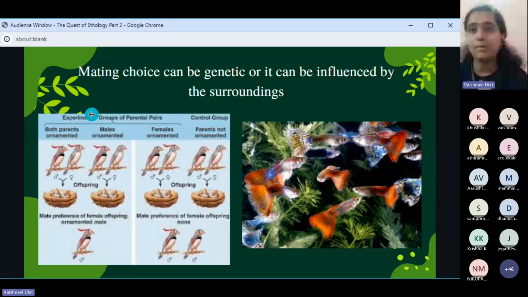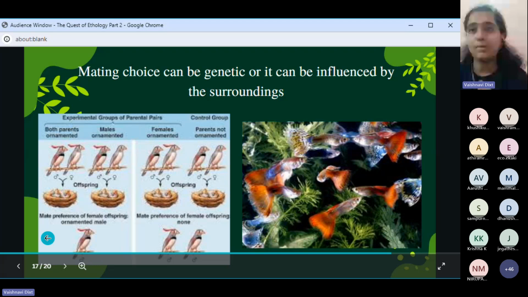So this is a finch, a bird. They normally do not have a feather on their head. What they did was artificially add this feather. First, in the control group, both the parents did not have the feather. Then here, the mother had the feather, here the father had the feather, and here both the mother and father had the feather. And they observed the mate preference of the female offspring of these pairs.